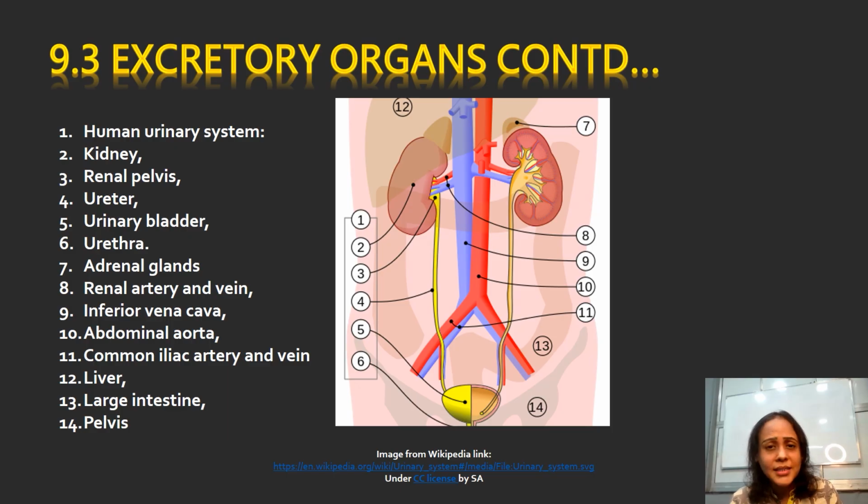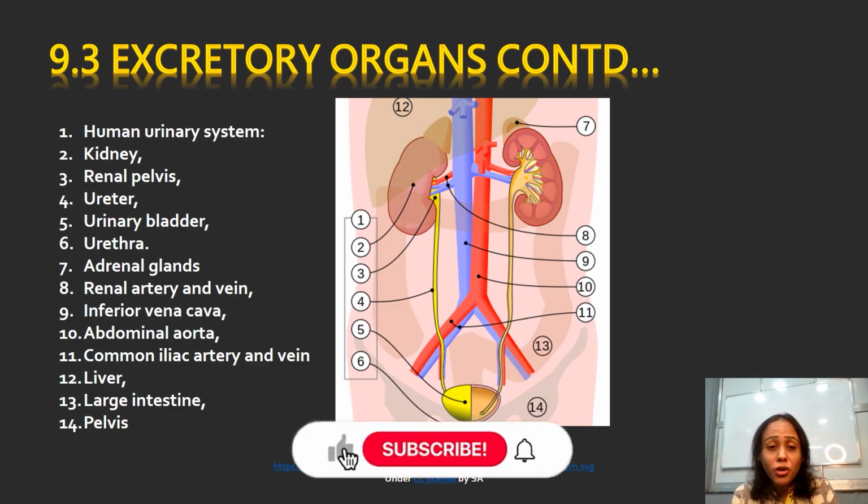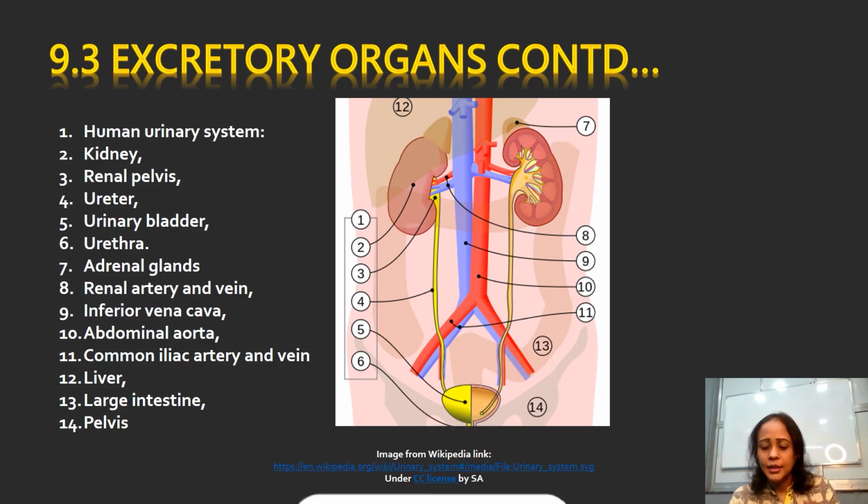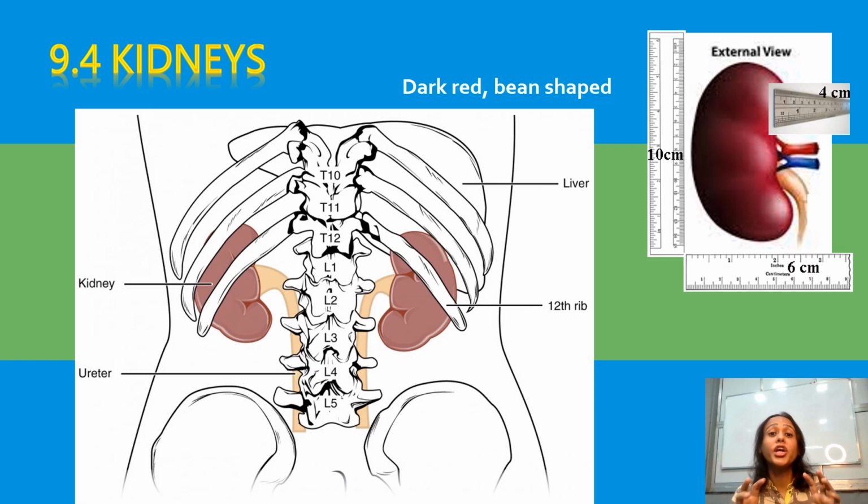Now what will happen inside the kidney? It is going to be purified, and then from that purified material we are going to produce urine. Am I clear till here? Yes. Now let's understand the location of the kidneys.